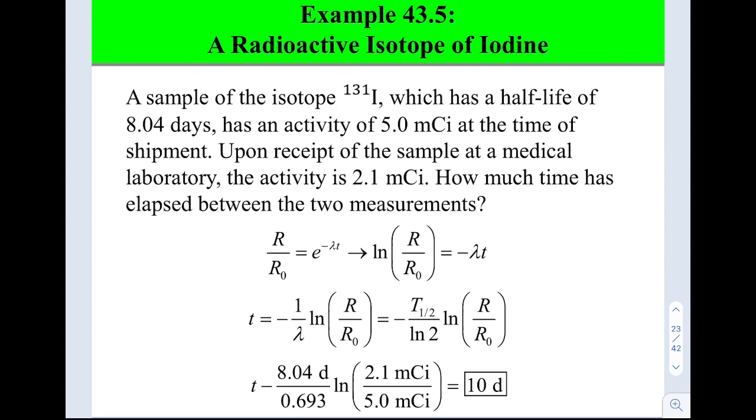A sample of the isotope iodine-131, which has a half-life of 8.04 days, has an activity of 5 millicurie at the time of shipment. Upon receipt of the sample at a medical laboratory, the activity has reduced to 2.1 millicurie. How much time has elapsed between the two measurements? So we want to know the t.